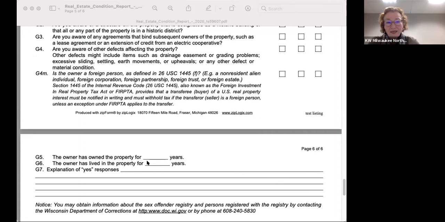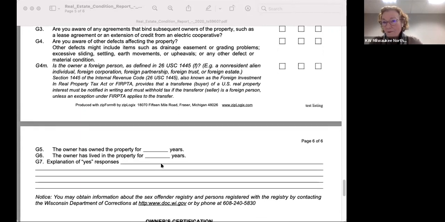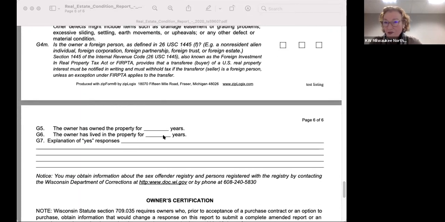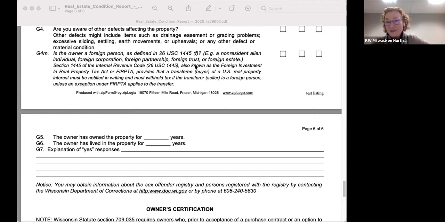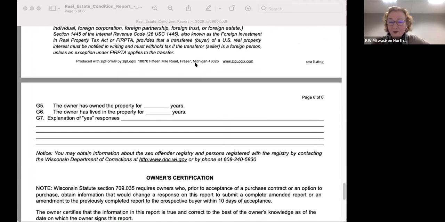Here at the last page, it talks about the owner has owned the property for so many years and the owner has lived in the property for so many years. Make sure you don't fall into the mistake that a lot of agents do, thinking, well, if they never lived there, we don't have to fill this out. That's not true. You don't have to fill it out if nobody's lived there, if it's brand new construction. You don't have to fill it out if it's a trustee or a person designated by the court.